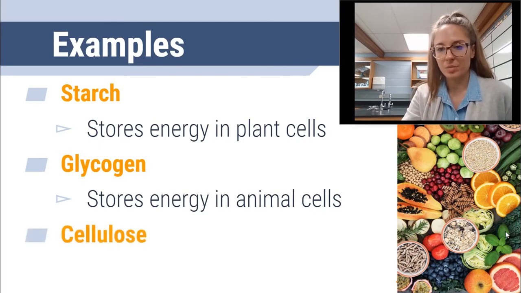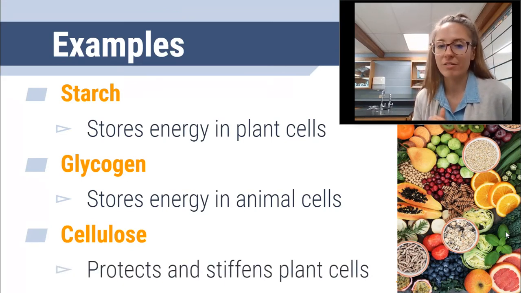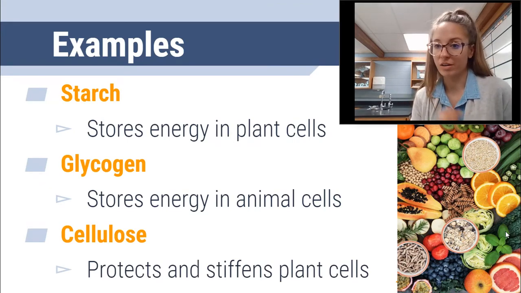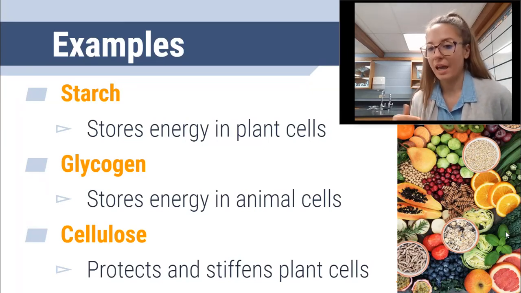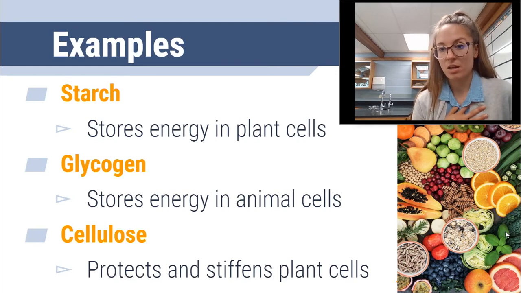The last example of carbohydrates is cellulose. Cellulose is found again in plant cells, but has a different function from starch. Cellulose protects and stiffens the plant cells. So it's a very strong, rigid carb. Whenever you are eating a plant, especially any types of leaves like lettuce, a lot of that food is just cellulose. Cellulose is not something that we can digest.